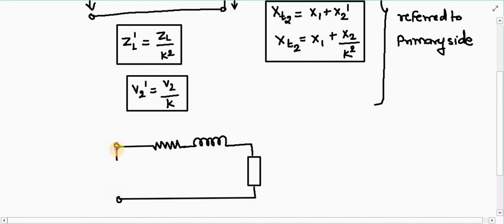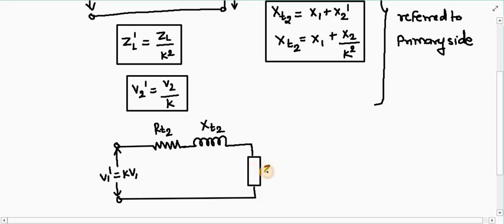So when V1 gets transferred to the secondary side, my V1 will become V1 dash, which is nothing but K into V1. This is your RT2, the total effective resistance of the transformer referred to the secondary side. And my XT2 is nothing but the total effective reactance referred to the secondary side. So RT2 and XT2 are the total effective resistance and reactance of the transformer referred to the secondary side respectively.